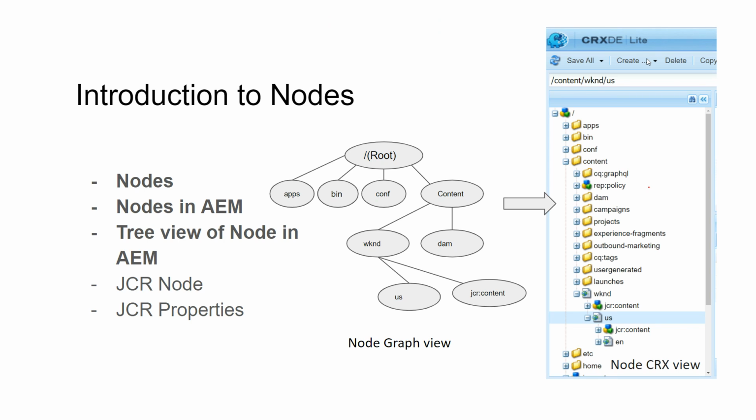AEM follows the JCR specification provided by Java Content Repository, which came from one of the Java specifications. So it follows the JCR API. Considering that, we can call these nodes AEM nodes or JCR nodes. Sometimes we call it a JCR node, or you can simply call it a node in AEM-specific terms.